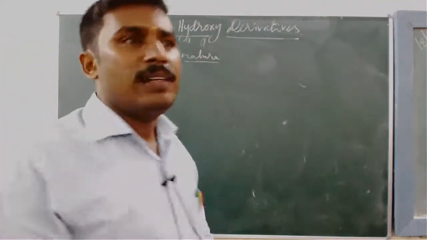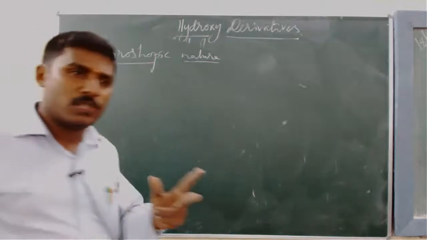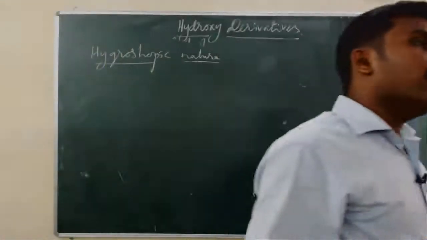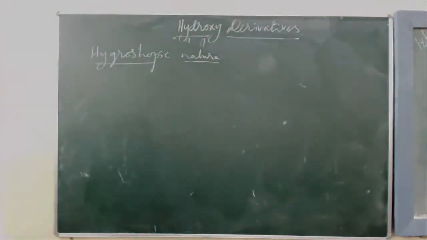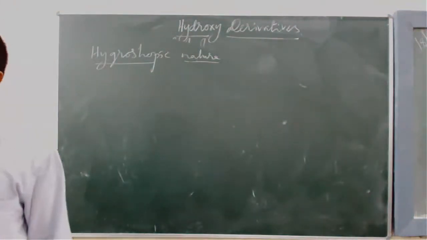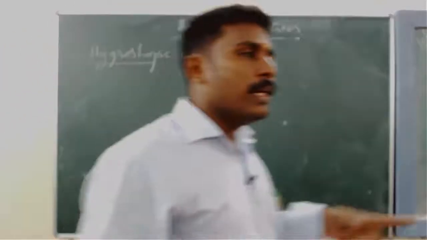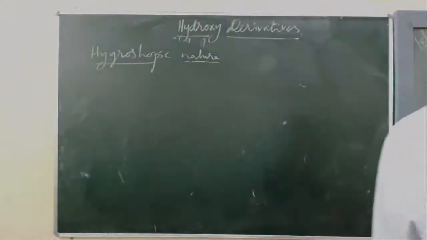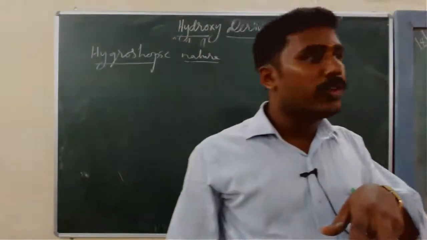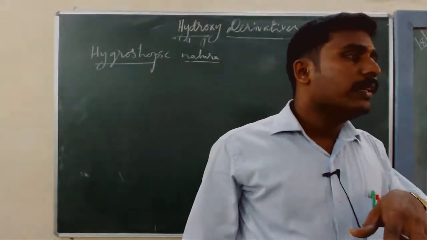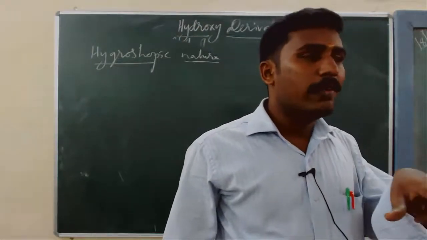Ethylene glycol formula CH2OH, CH2OH, it contains 2 OH groups, isn't it? So that it is able to form intermolecular hydrogen bond. You know what is hydrogen bond? What is intermolecular hydrogen bond? Intermolecular means hydrogen bond between two different molecules. Two different molecules, isn't it? Intermolecular hydrogen bond.